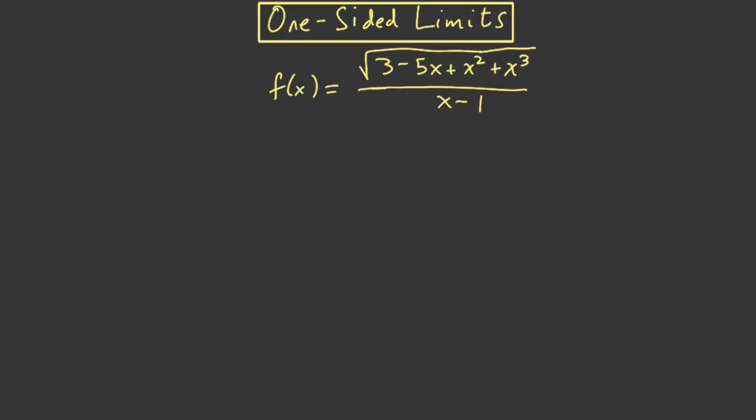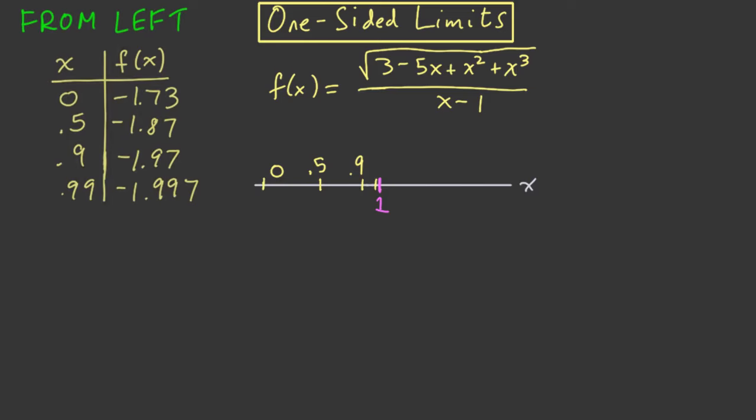Welcome back. We've been thinking about this function, and in the last video we took some values of x that were approaching 1 from the left, and we made this table. And we saw that as x approached 1 from the left, f of x approached -2.